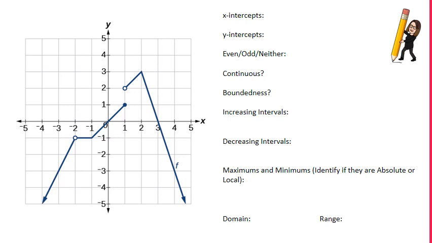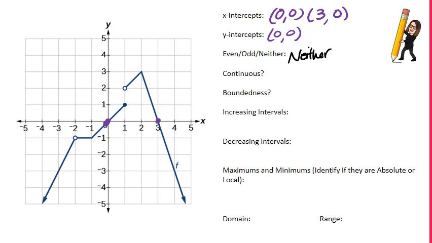All right, first of all, let's talk about x-intercepts. Where do I cross the x-axis? 0, 0, and 3, 0. All right, let's talk about y-intercepts. Where does it cross the y-axis? Hey, it's still crossing at 0, 0. If it goes through the origin, I should see that in both intercepts. Okay, even, odd, or neither. Definitely neither. There's no symmetry even to this graph.